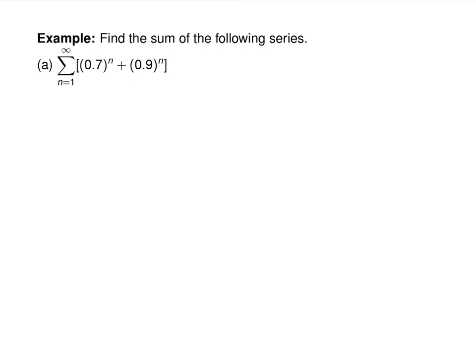So we're going to use that to sum this one. So find the sum from n equals 1 to infinity of 0.7 to the n and 0.9 to the n. So this is a sum of two convergent geometric series. So this is the sum of 7/10 to the n plus the sum from n equals 1 to infinity of 9/10 to the n.